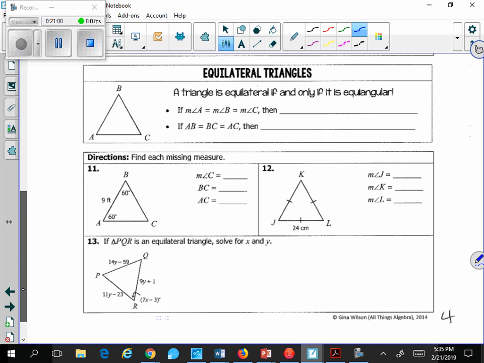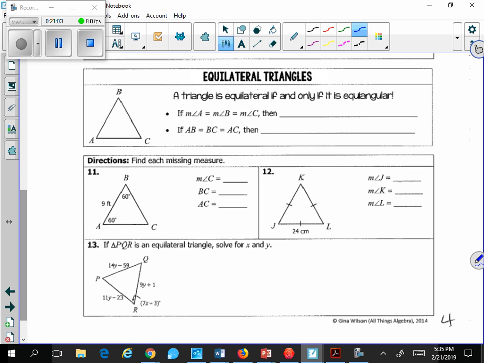Flip to page 4 in this packet. So on page 4 and towards the bottom, it's got some stuff about equilateral triangles. So it's saying a triangle is equilateral if and only if it is equiangular. So that's that word equiangular again popping up. And all that means is pretty much what we already know. If a triangle is equilateral, we said that we already know that all of its angles are equal. So that's not really any new information there.